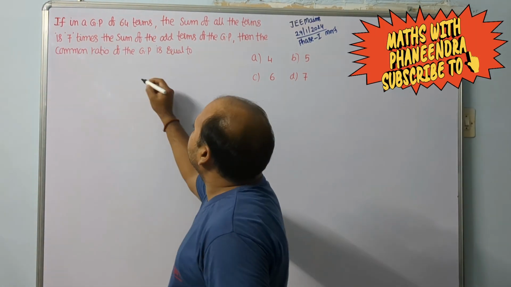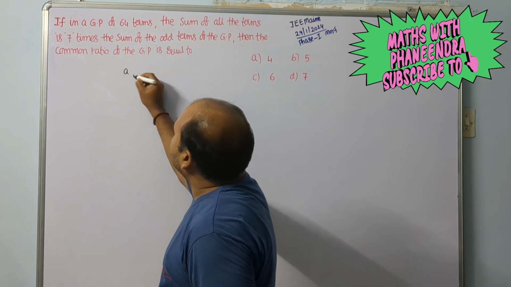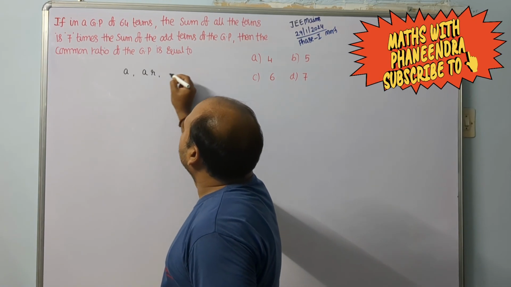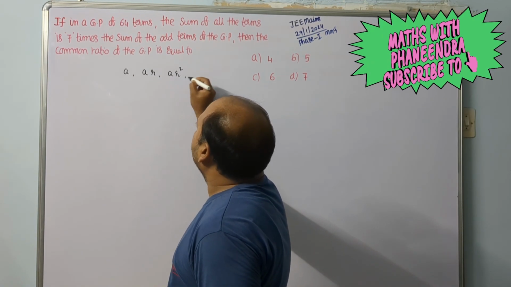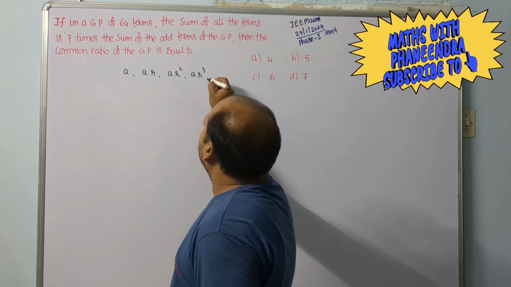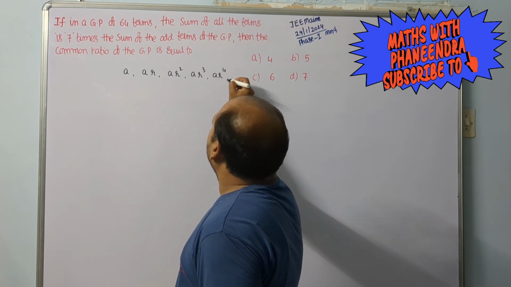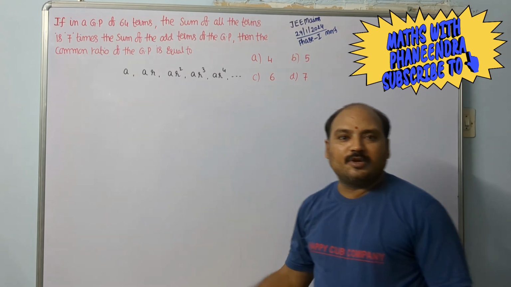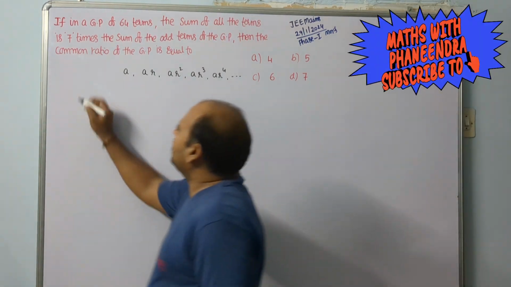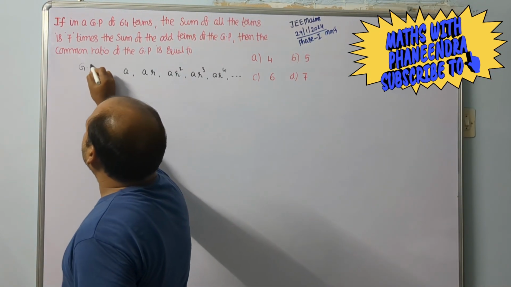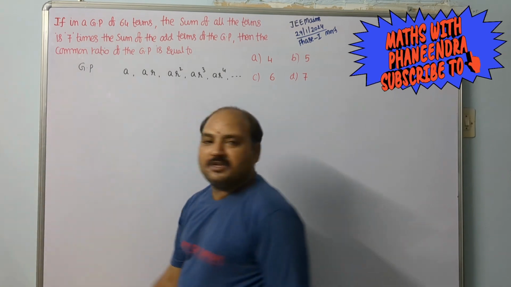A, so A, AR, AR², AR³, AR⁴ and so on. So it is a GP. I am considering here a geometric progression.